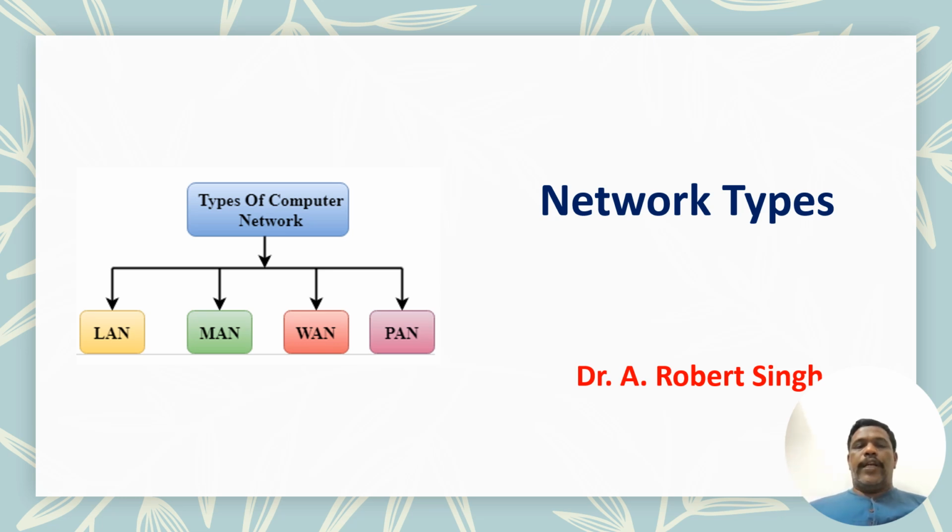Welcome to this introduction to the different types of networks. In this video, we will explore four key network types: local area network, metropolitan area network, personal area network, and wide area network. Each type of network serves a unique purpose, offering different scales of connectivity based on the needs of users and organizations.